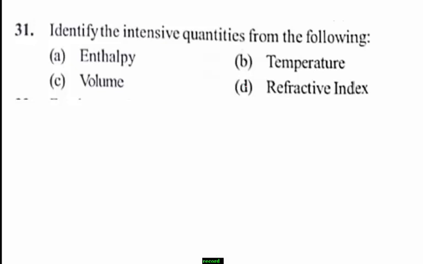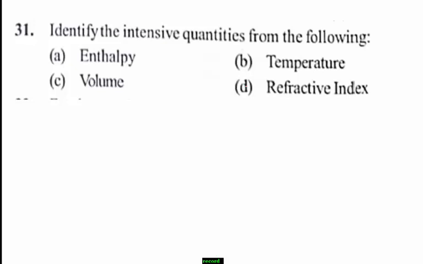Students, remember the properties which do not depend on the amount of matter are known as intensive properties. For example, in the theory class I already discussed with you, boiling point, melting point, reactivity with an acid, temperature. These are examples of intensive properties. But when you observe the given options, here they given refractive index. What is refractive index? It is defined as the ratio of velocity of light in vacuum to its velocity in a specified medium. Note the definition of refractive index once again.